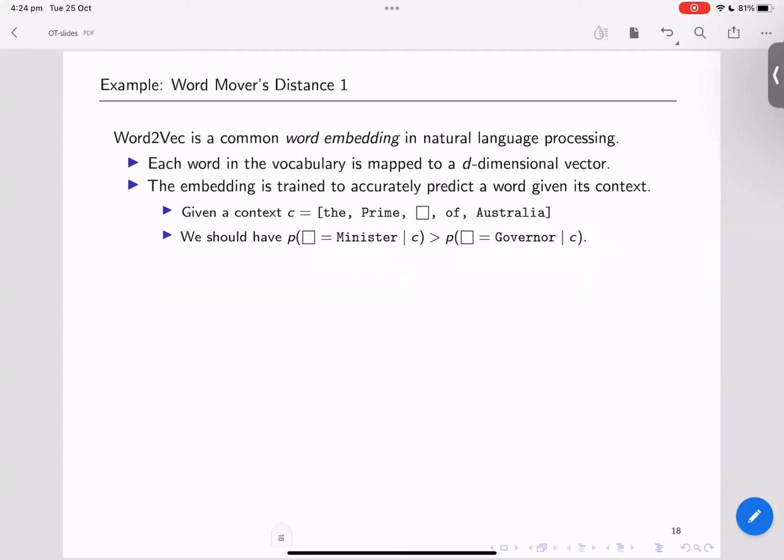So here's an example of how people map these words together. Given a context, the prime blank of Australia, what we want to do is query this context on word2vec, the D-dimensional space, and we query the word minister and the word governor. It should rank the word minister higher than the word governor because it makes more sense. That's basically the idea behind word2vec, right? So you're trying to predict the word in the middle as accurately as possible given some context around that word, okay?